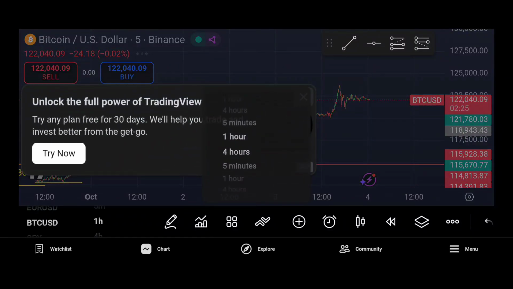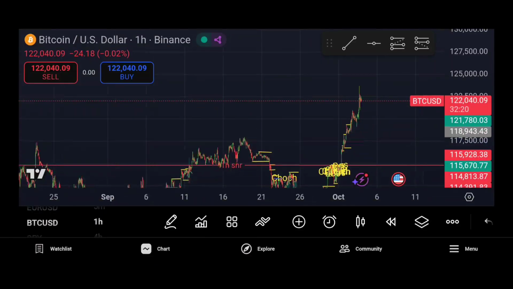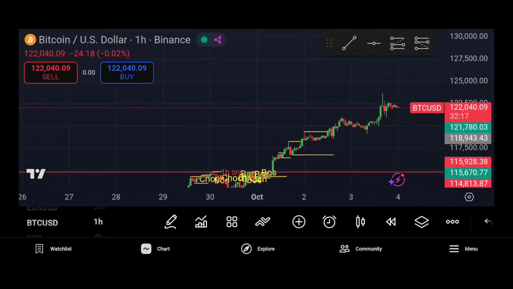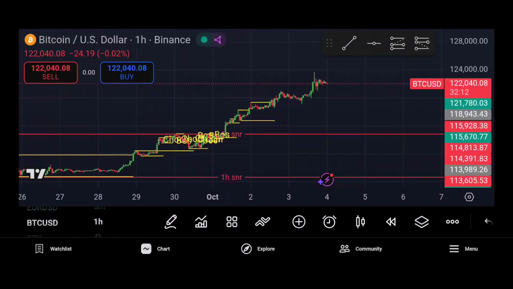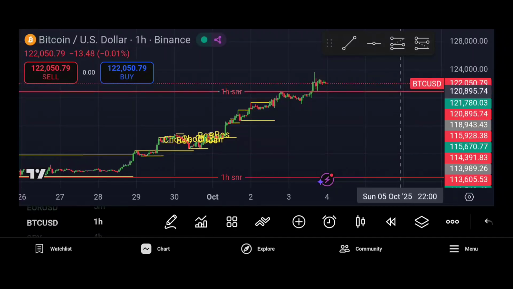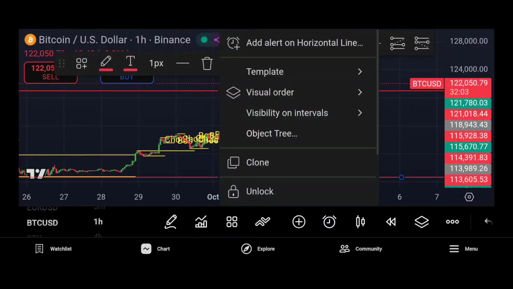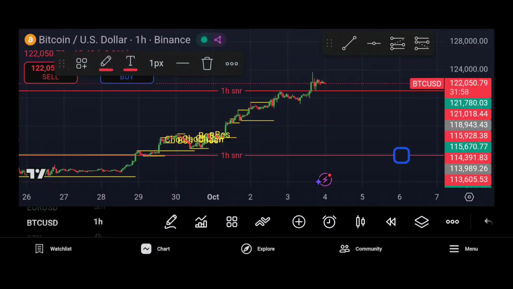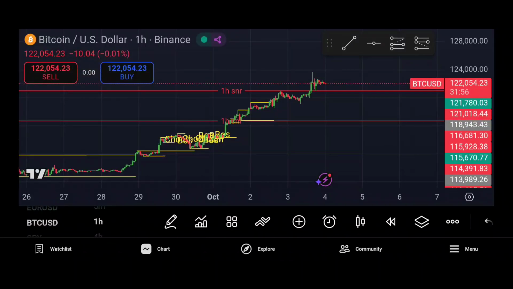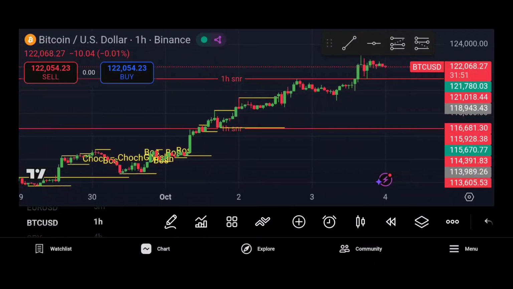As always, I'm going to show you how I made the analysis of Bitcoin before I traded. This is how I always do my analysis. So first of all, I go to my higher time frame, which is 1 hour. I mark my levels, my support and resistance levels, and also determine the main trend.